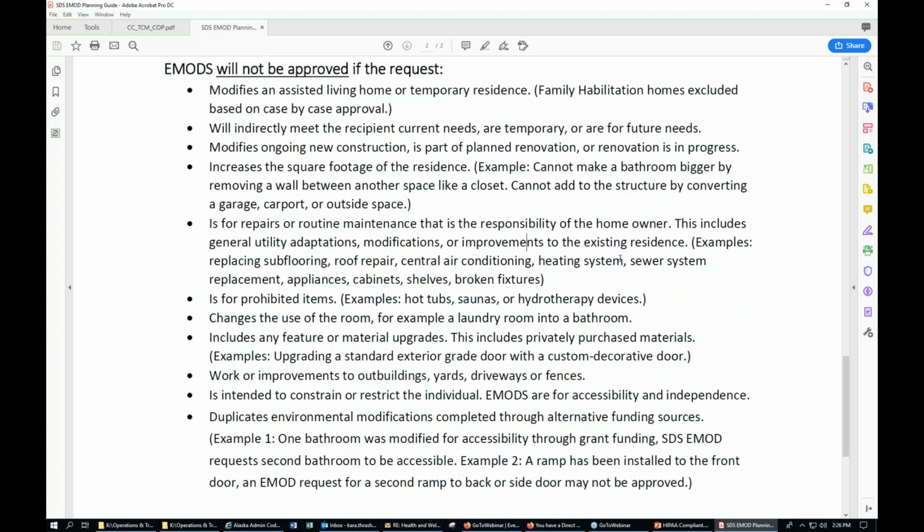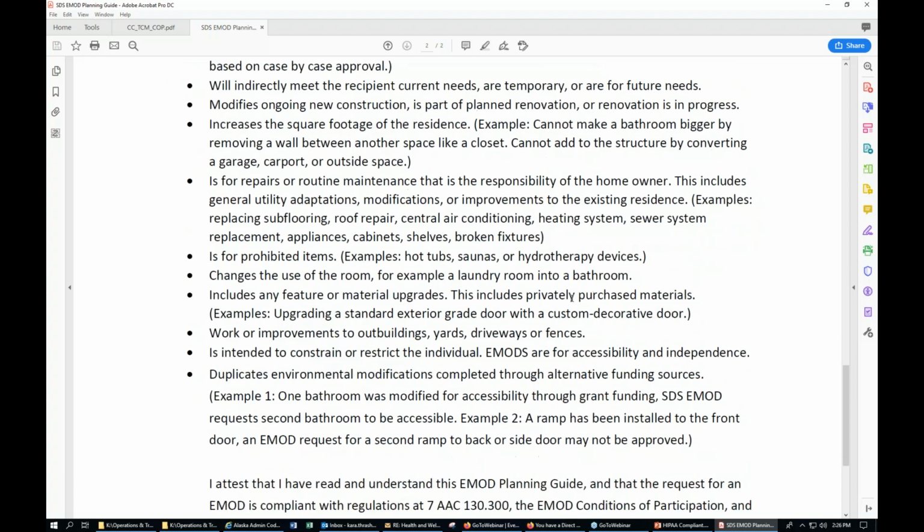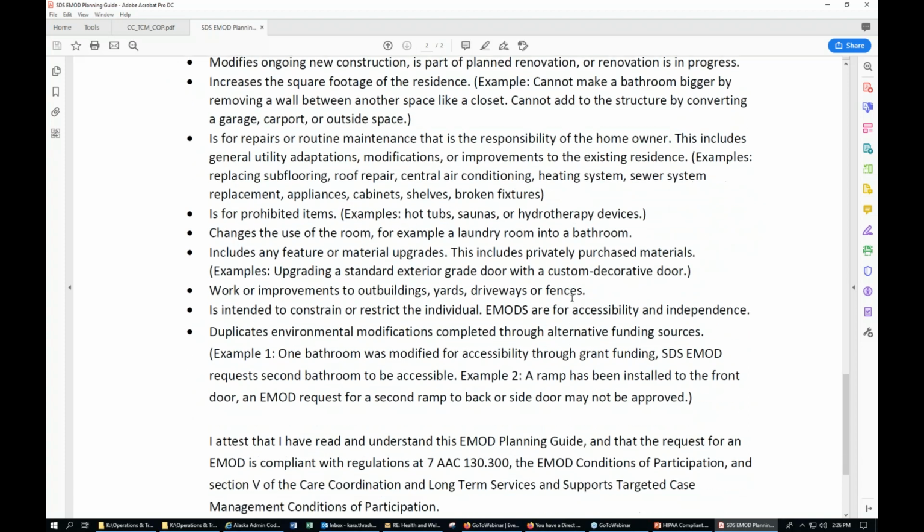It's not for repairs or routine maintenance that the homeowner must take care of. Broken flooring, heating system, things like that. That is going to be the homeowner's responsibility. It cannot be requested for prohibited items. Hot tubs, sauna, hydrotherapy devices are not allowed. Elevators as well. It's not on the list, but not part of an EMOD.